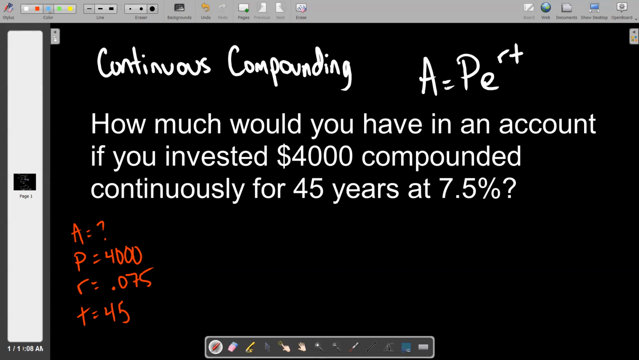So when I go to plug this in, I'm going to show my work, and I'm simply going to write A equals, here we go. I'm going to write 4,000 times E. And then for my exponent, I'm going to go ahead and multiply out R and T. Remember, your exponent is a multiplication problem. Today, instead of NT, it's RT. And so I'm going to do 0.075, and I'm actually going to multiply it by 45, and I'm going to get 3.375.